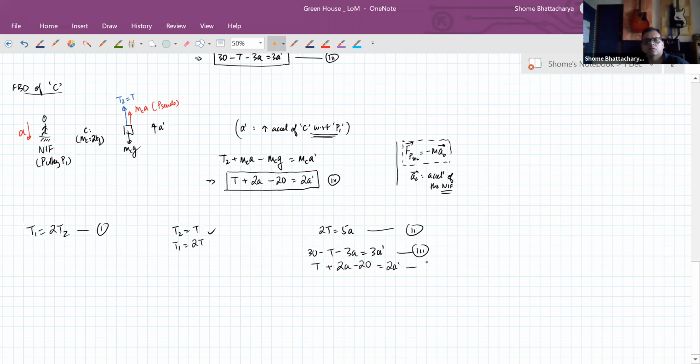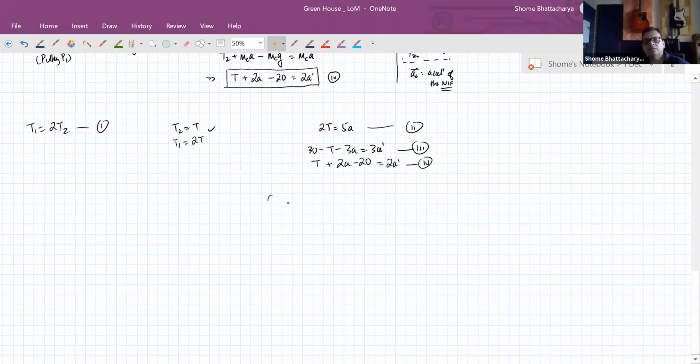So now what we will do is, we want to find out acceleration A. So first what we'll do is we will eliminate A prime between equation 3 and 4. Okay. So what we'll do is we'll take equation 3 and multiply it with 2.